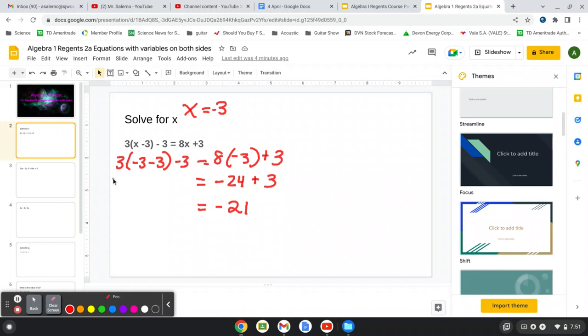So in the parentheses here, we have 3, and negative 3 minus 3 is negative 6. And don't forget PEMDAS or GEMDAS. So this will be negative 18 minus 3, which is negative 21. So yes, it checks out. All right, let's move on.